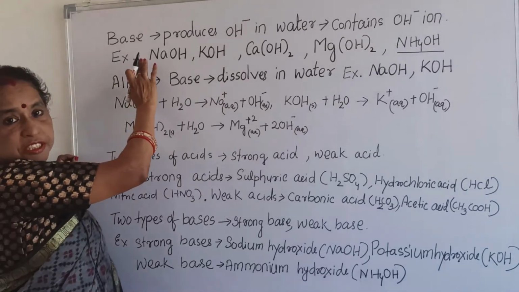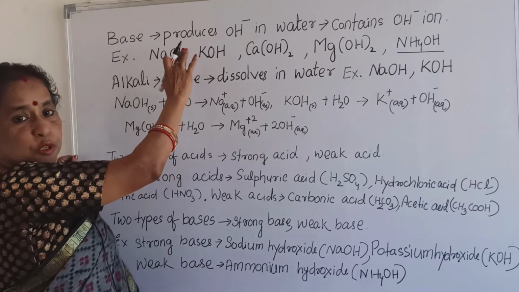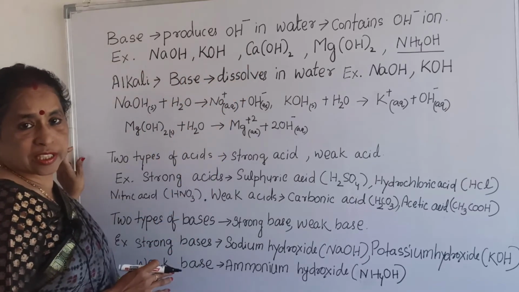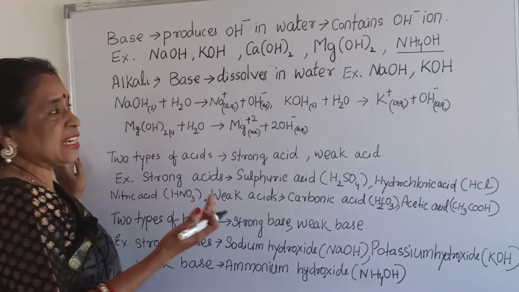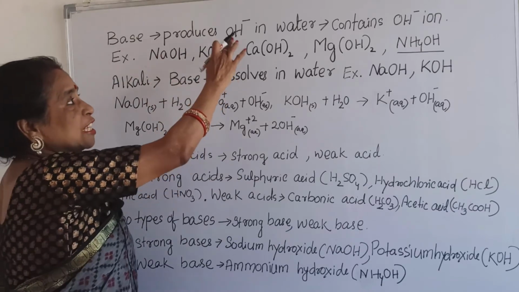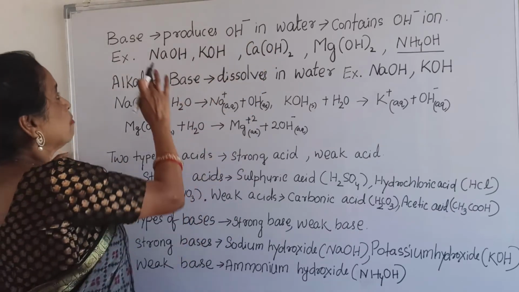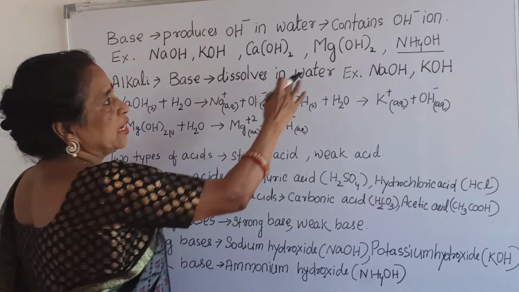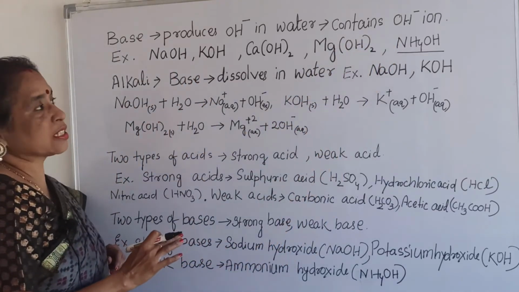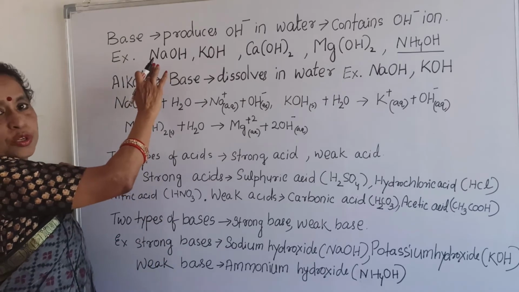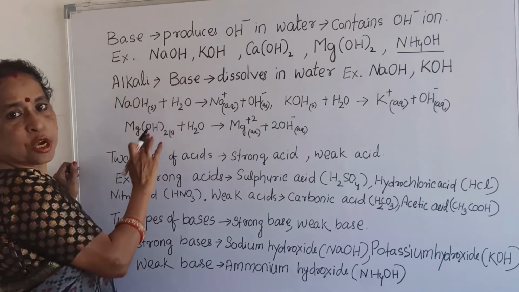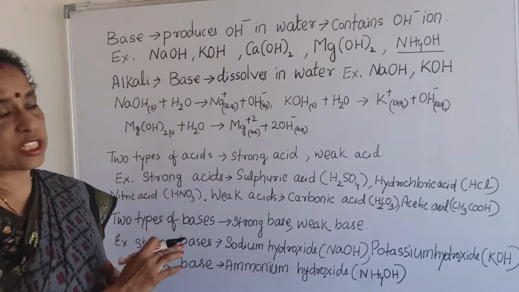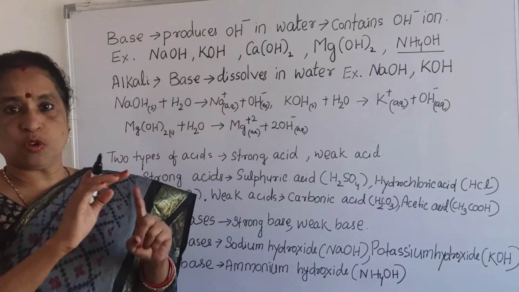What is base? Base means which produces OH minus in water. We know what is acid. Acid means which produces H plus ion in water, and base means which produces OH minus in water. That means it contains OH minus ion. Example, sodium hydroxide NaOH, potassium hydroxide KOH, calcium hydroxide Ca(OH)2.